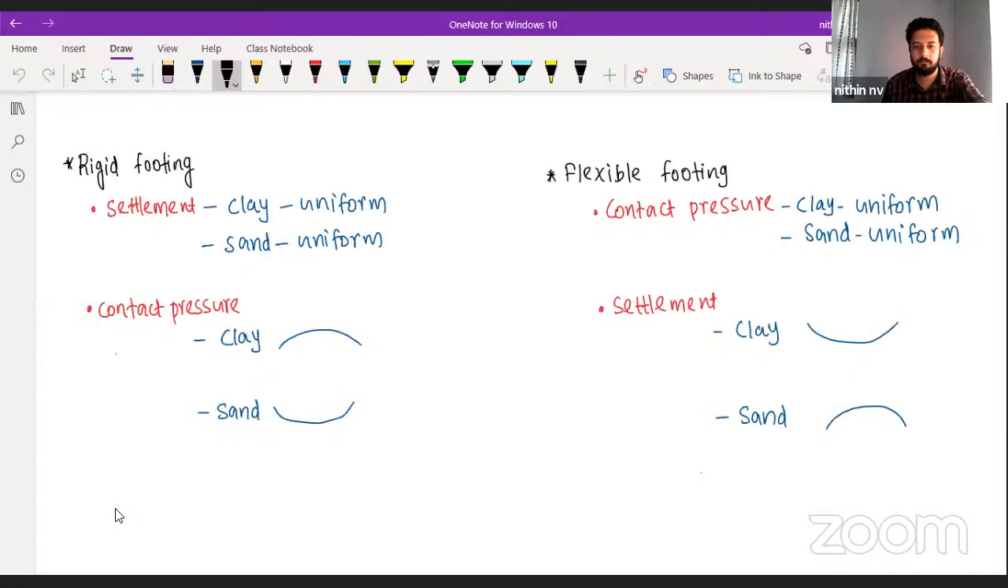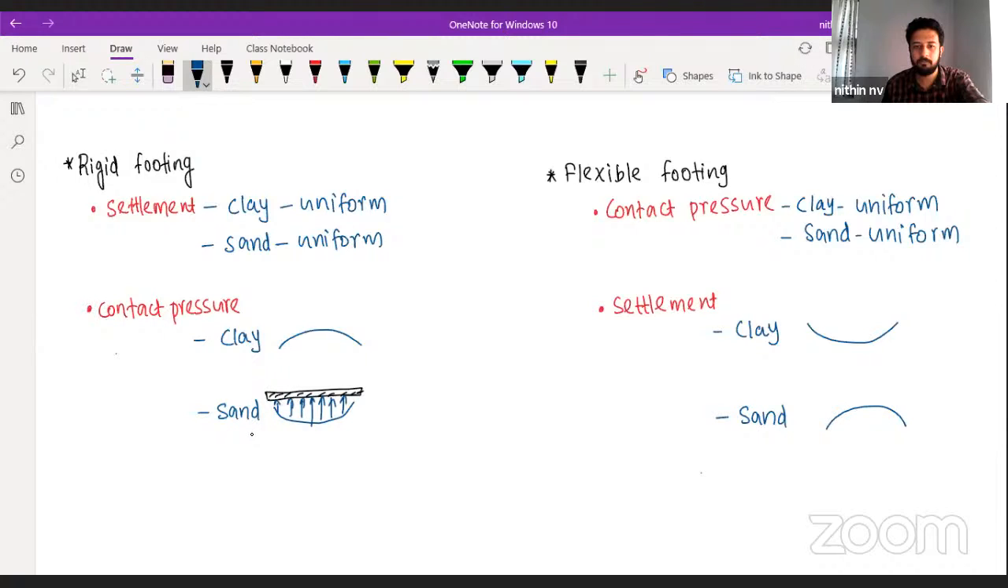Now coming to contact pressure, somehow you remember it, it's up to you. You can simply remember that contact pressure in sand will smile. Okay, something like that you can remember. Contact pressure under a rigid footing will smile. If this is the footing, how they can ask the question, the distribution is like this, which means maximum contact pressure will come at the center and minimum contact pressure at the edge. Like that only they are going to ask.